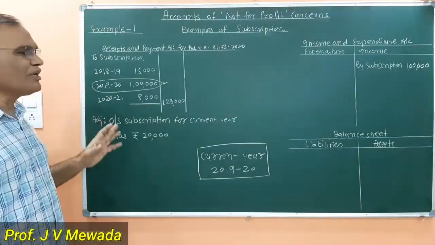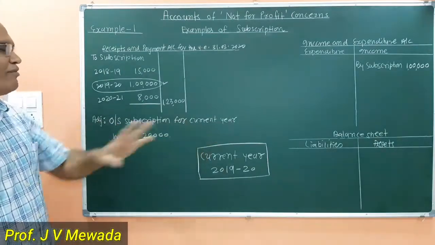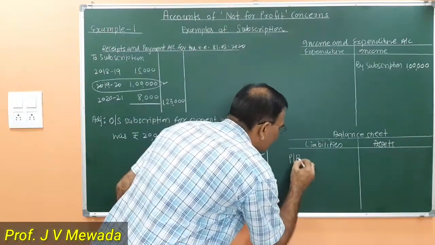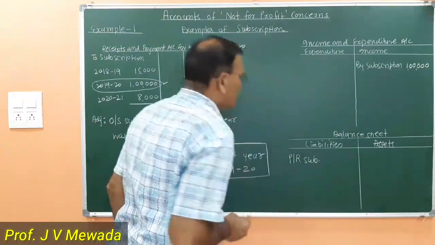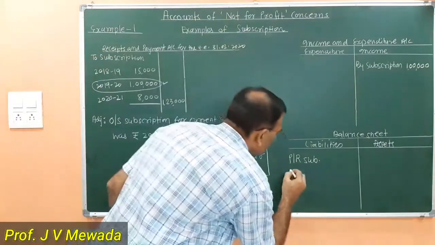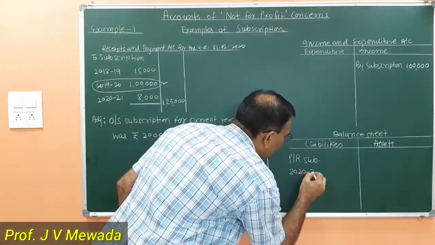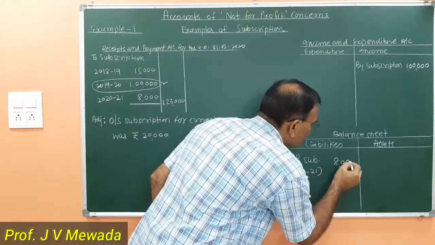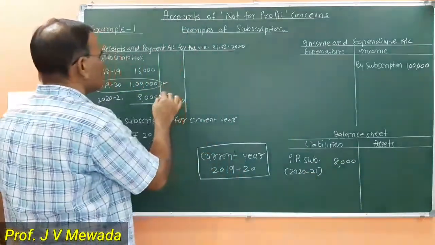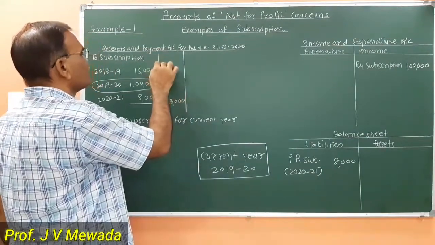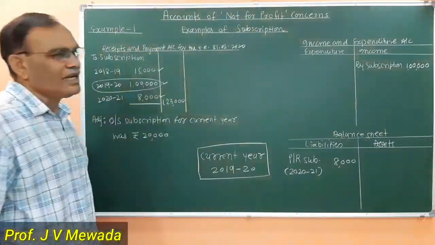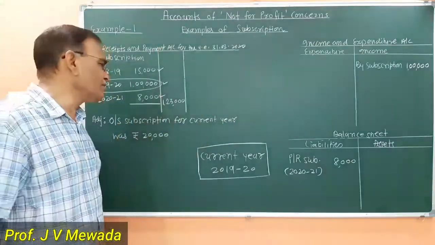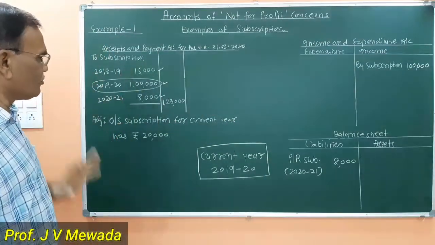So it is nothing but a liability. So I will write on the liability side. So here I will write pre-received subscription. Pre-received subscription for which year? 2020-21. And what is the figure? 8,000. So I have done the posting of these two. And this is already done because it is a last year's item. And we are not supposed to write last year's item over here. Okay. Now these three figures are over.